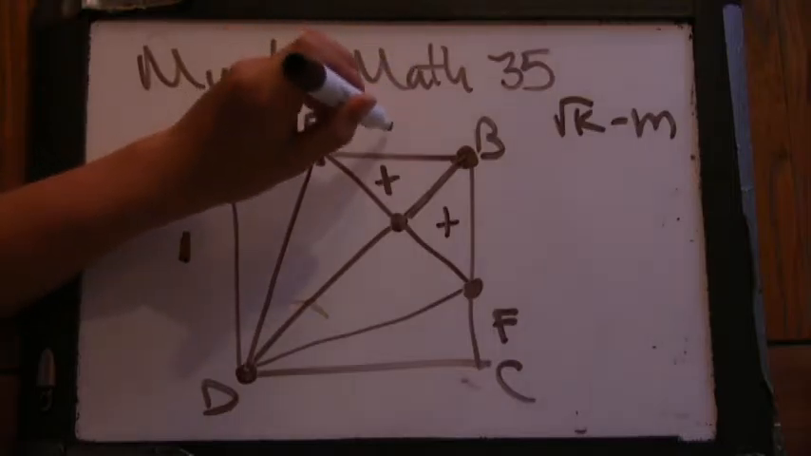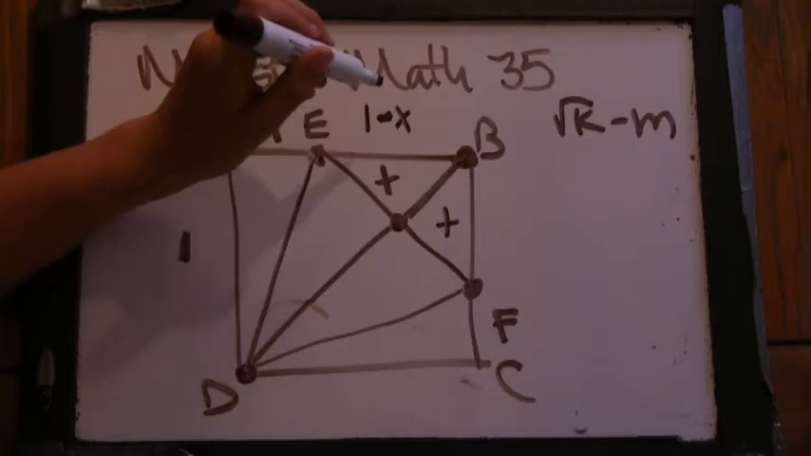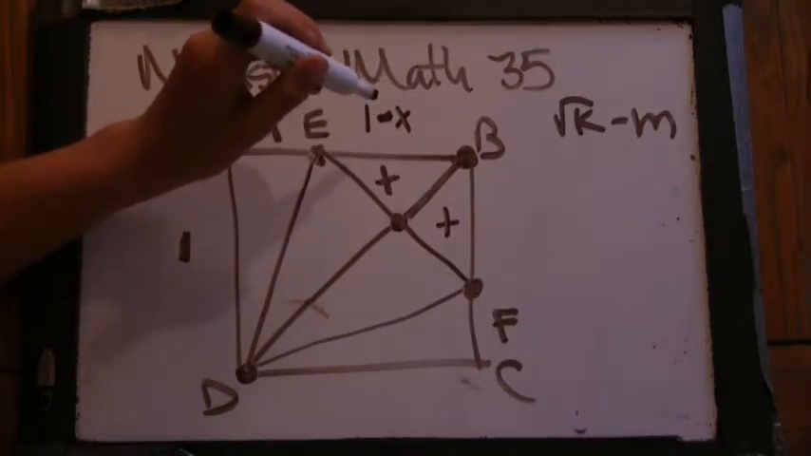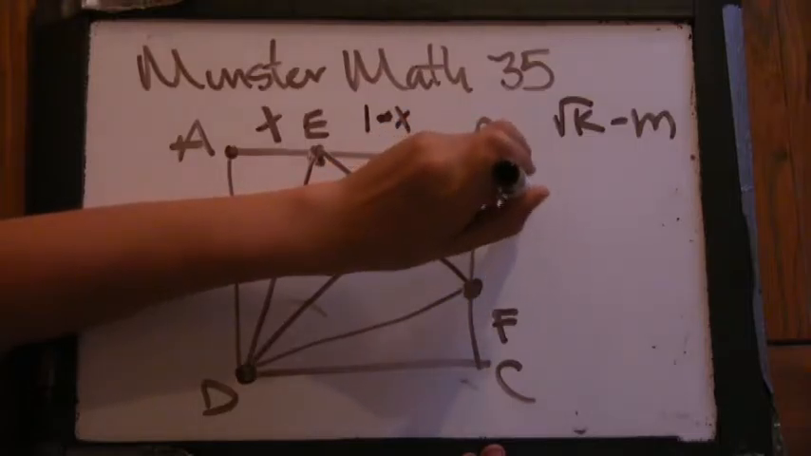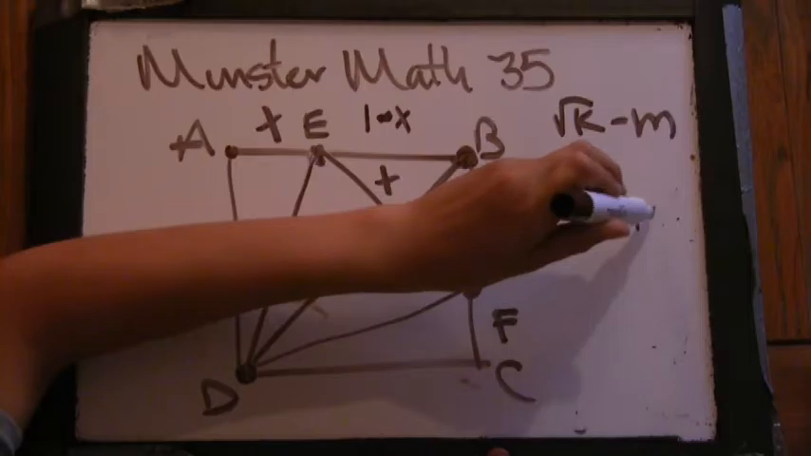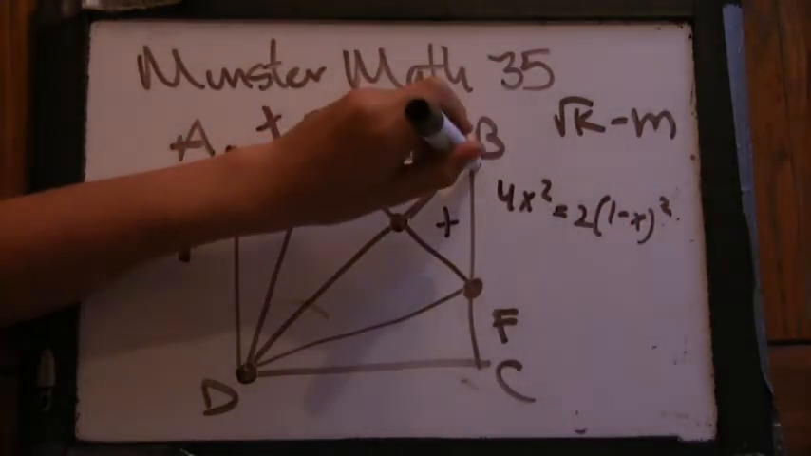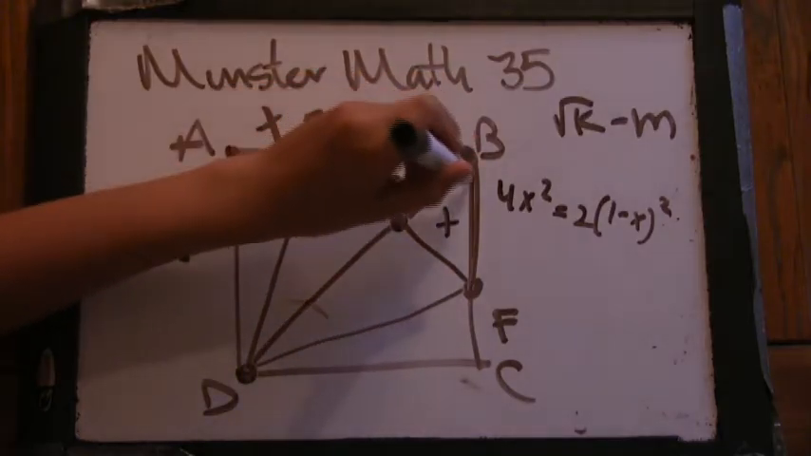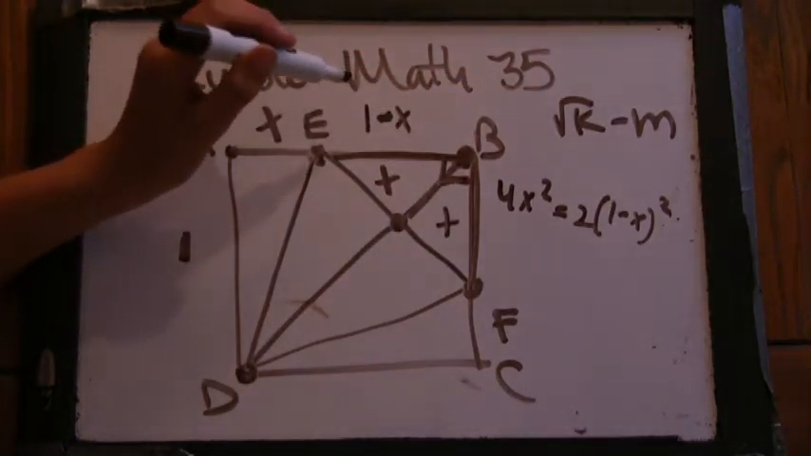Well, this is 1 minus x. So I mean, maybe we could say that 4x squared equals 2 times 1 minus x squared. Alright, how did you figure that out? Because you have this isosceles right triangle. It's right because it's a square. Oh yeah, that's real nice.